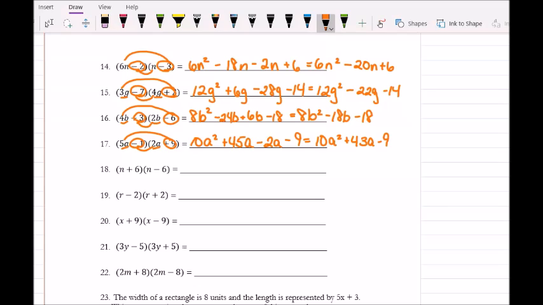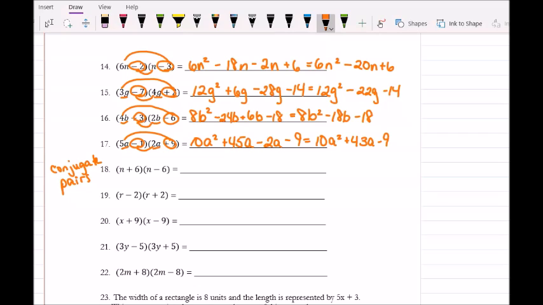Okay, now in number 18 and down to 22, we have some special cases, and these are called conjugate pairs. And what that means is they have the same terms, n and 6, but the sign is opposite. One's positive and one's negative, or the other way around. It doesn't matter which one is where. As long as you have the same two terms, but with the opposite signs, those are called conjugate pairs.